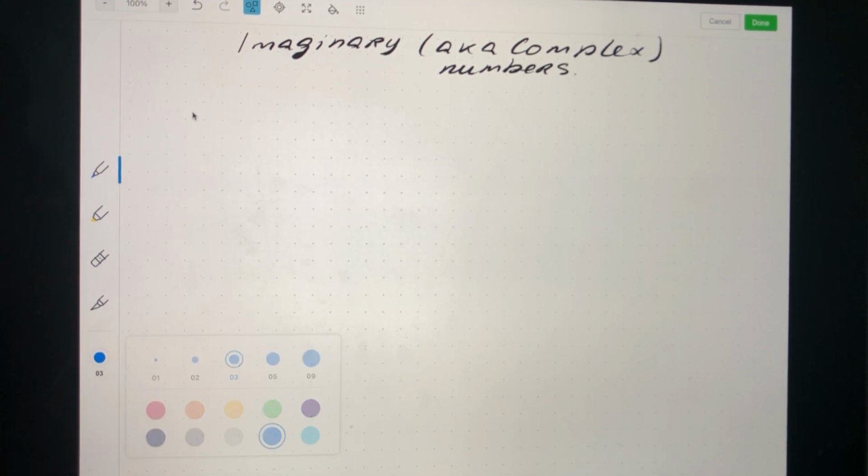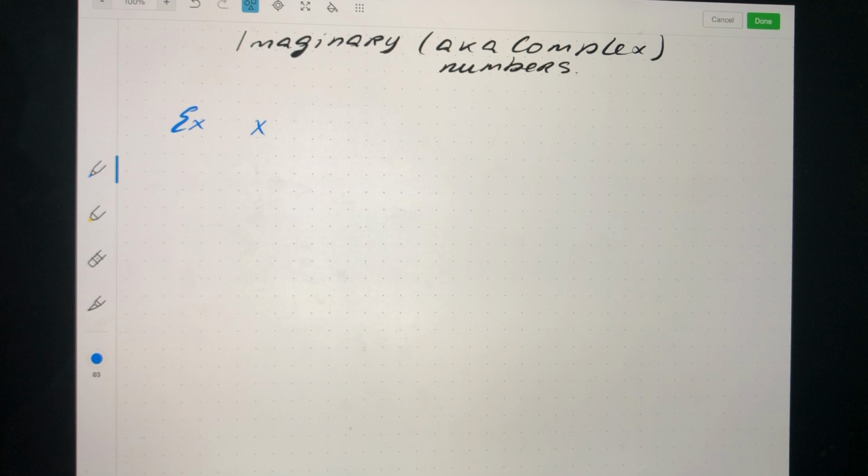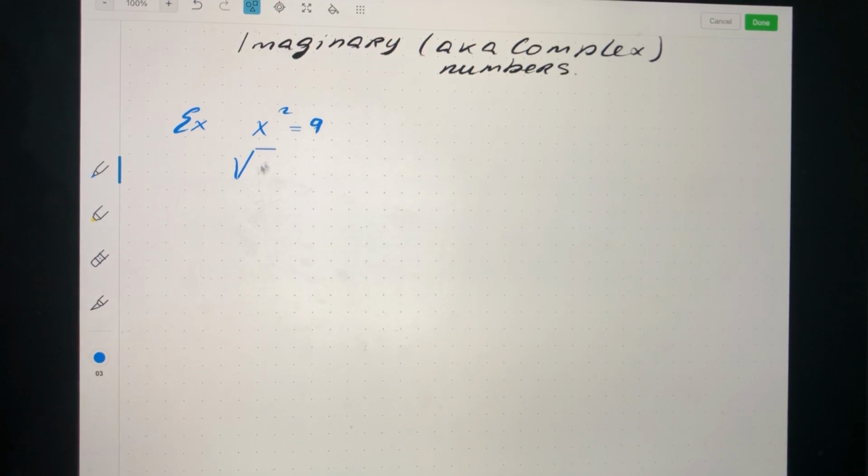Let's suppose we wanted to solve x squared equals 9. To cancel the square, we take the square root of both sides, and the square and square root cancel off. We take the square root of 9, and each time we take a square root, we put plus minus in front of it because there are two solutions, plus and minus. So that gives us the solution, plus minus 3.